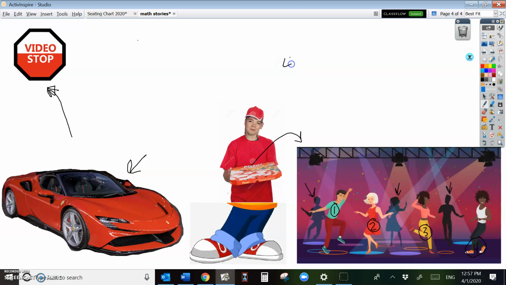So Devin delivered $40 worth of pizza. Blue shirt guy gave a 5% tip. Red dress lady gave a 10% tip. Yellow pants lady gave a 15% tip. And orange shoes guy gave a 20% tip. So let's determine how much the tips are worth, and then we will add the total amount of tips to see how much money Devin earned from his latest delivery.